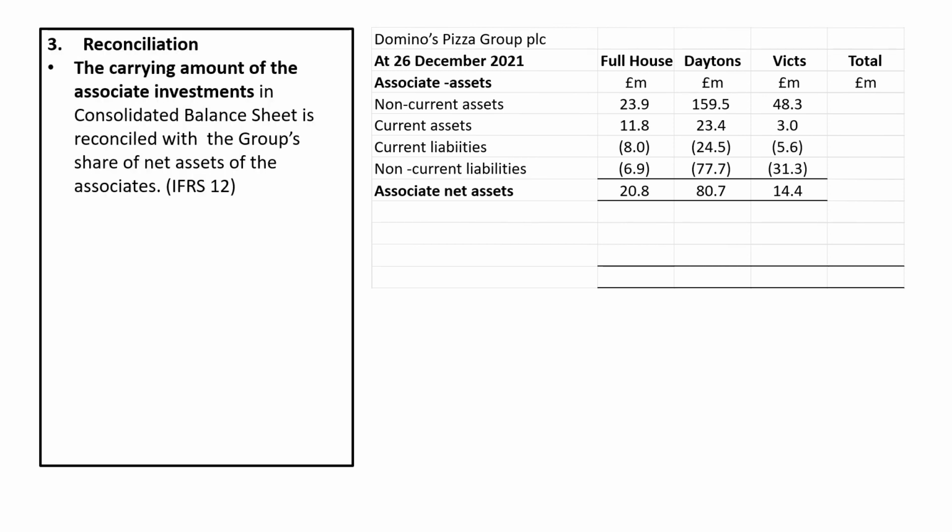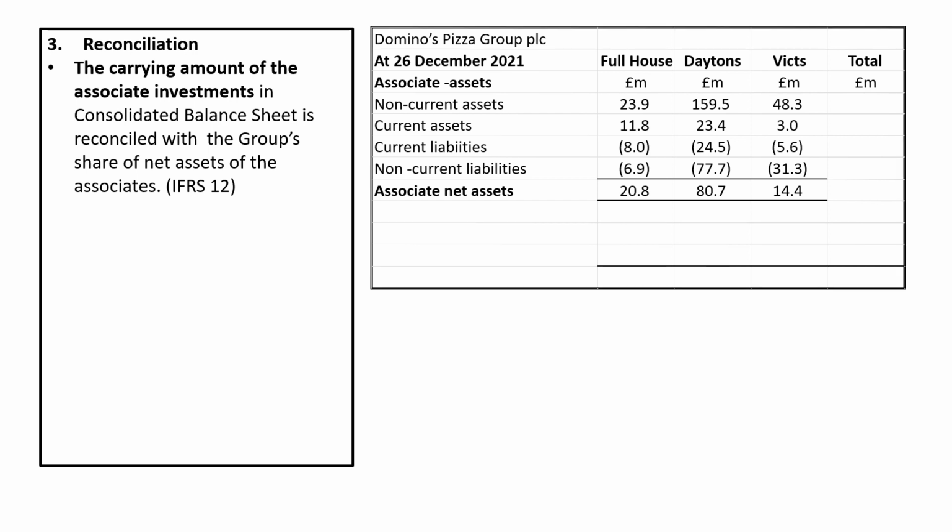Under IFRS 12, a reconciliation is required. The carrying amount of the associate investments in the consolidated balance sheet is reconciled with the group share of the net assets of the associates. In the diagram attached, you can see the associate net assets at 26th of December. For Full House, it is 20.8 million. For Daytona, it's 80.7 million. And for Victor, it is 14.4 million.